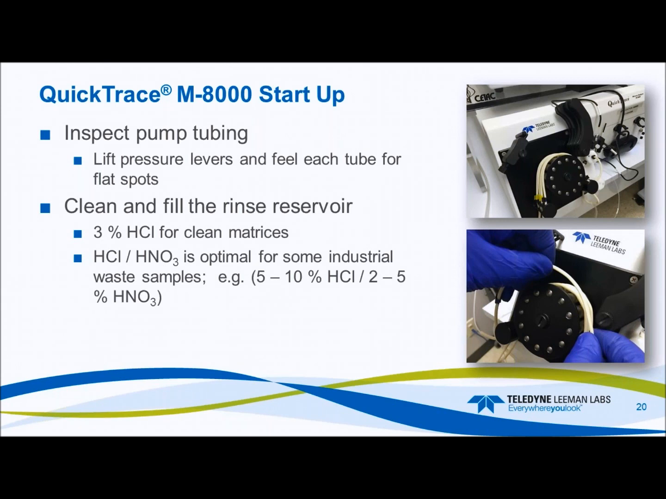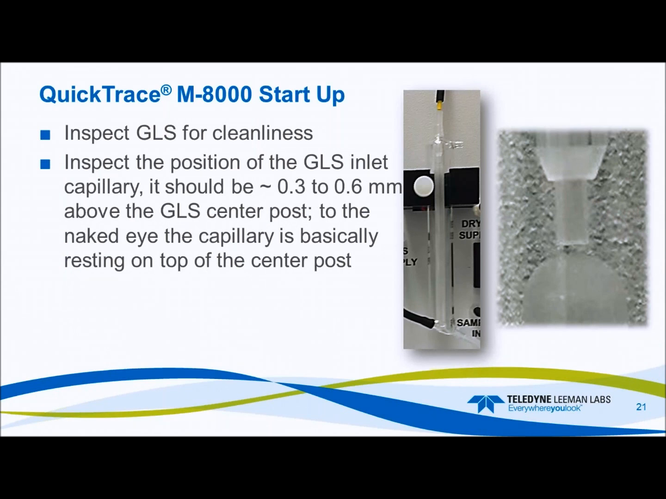So enough about that. So the 3% rinse, typically we run 3% HCl for clean matrices. And if you're running matrices from industrial waste, let's say you're in that type of industry, or maybe even effluents or something in a wastewater treatment plant that may have some weird stuff going on, it may be beneficial to run HCl and nitric acid in your rinse vessel, maybe a 5 to 10% HCl, 2 to 5% nitric, or something, whatever works for you, because sometimes the nitric acid will help keep things oxidized and help keep it a little bit cleaner than just the HCl.